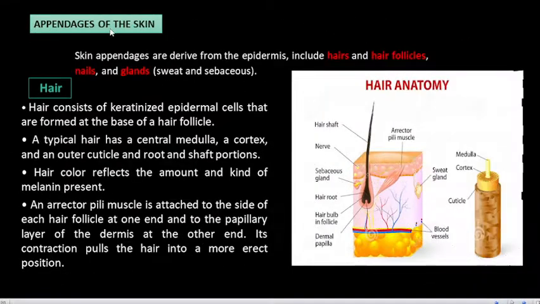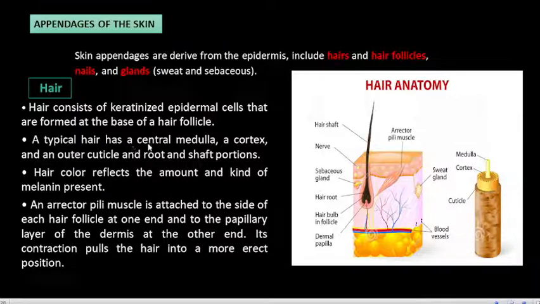Next, let's go to the appendages of the skin. Skin appendages derived from the epidermis include hairs, hair follicles, nails, and glands. So, ang hair muna tayo. The hair consists of keratinized epidermal cells that are formed at the base of the hair follicle. So, ito ang hair follicle natin. Ayan siya. And sa pinaka-base niya, napoproduce ang hair.